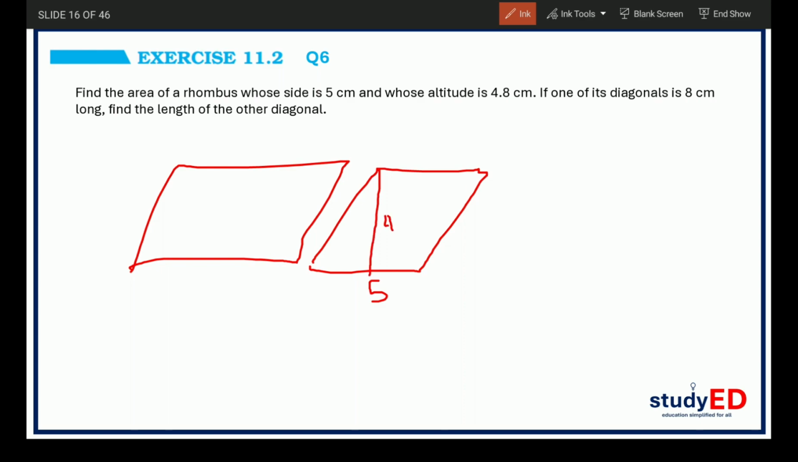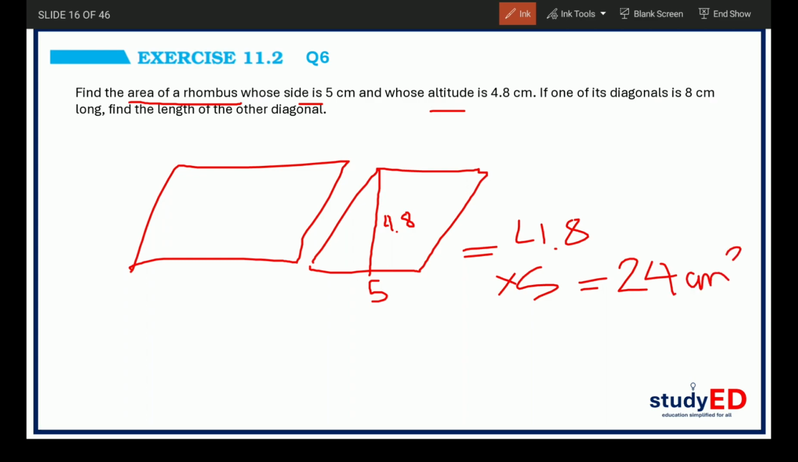Now, the area of this rhombus has side 5 centimeters and altitude, aka the height over here, is 4.8. Now, the only way of calculating a rhombus area when diagonals are given is the 1 by 2 d1 d2 formula. However, if we consider this a parallelogram, this formula is also valid. So now we have the altitude and side. The area is to be found. So we just multiply both of them. 4.8 into 5 is nothing but 24 cm square. Now we've got the area of this rhombus.